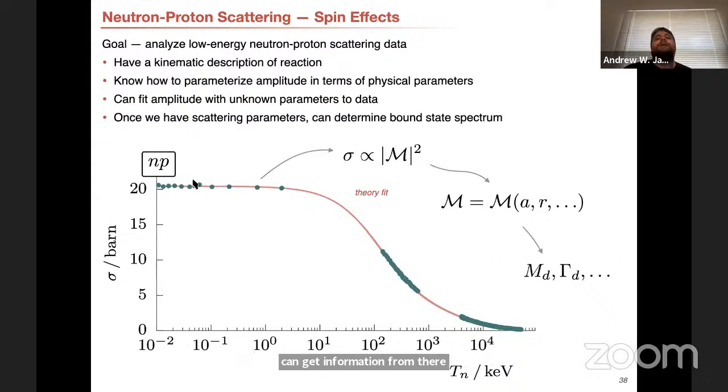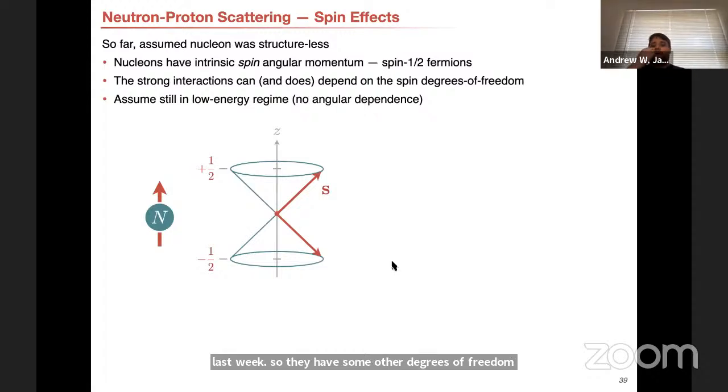But this is a neutron proton system. Everything I'm describing so far doesn't take into account the fact that neutrons and protons are fermions. They're spin 1/2 objects, which Vincent talked about last week. So they have some other degrees of freedom, which are not kinematic. In order to properly describe the data, we do need to take this into account. So I'm going to take a few moments to just build this in intuitively, I hope at least.